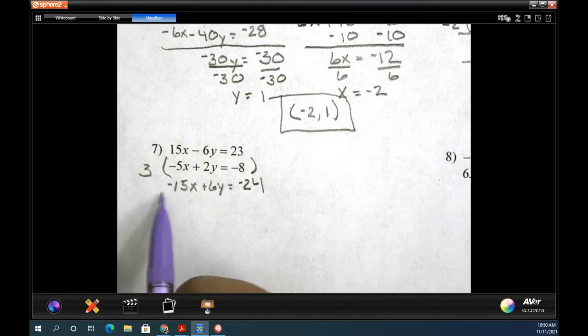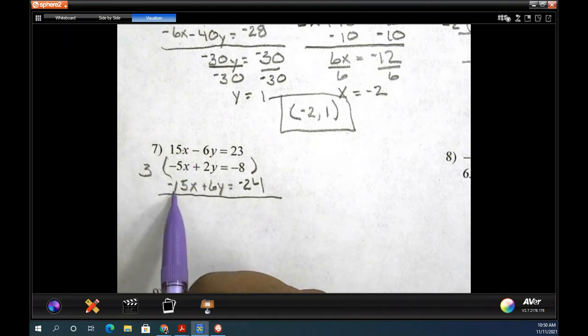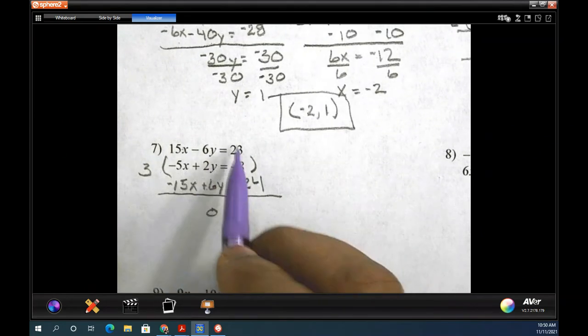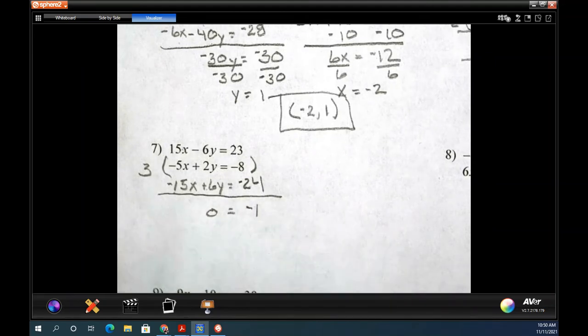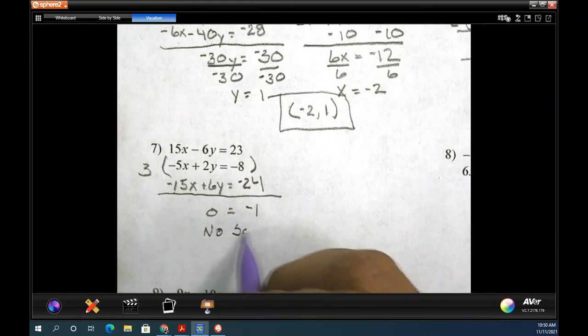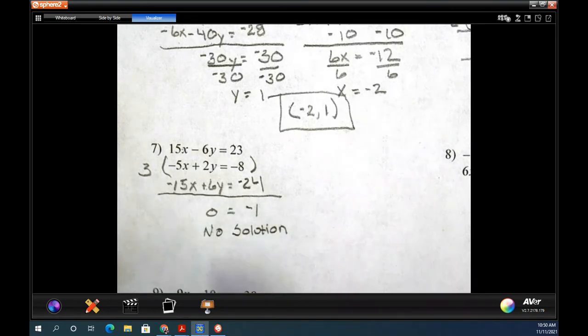What happens to all the variables? Yeah, 15x minus 15x is 0. Negative 6y plus 6y is 0. But what is 23 minus 24? Negative 1. Is that a true statement? So what's the answer? No solution. That's your answer. No solution.